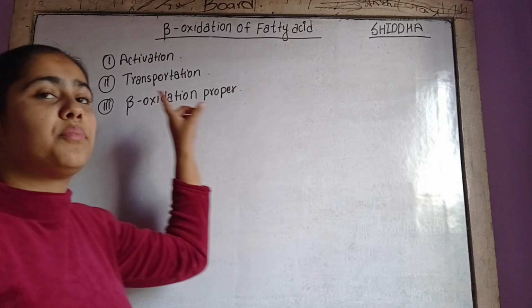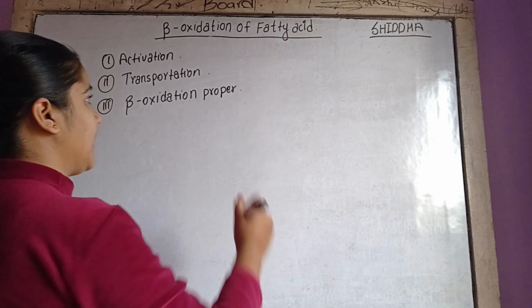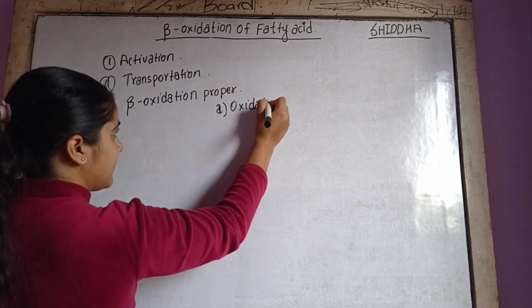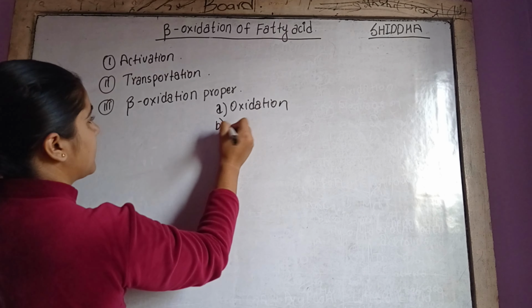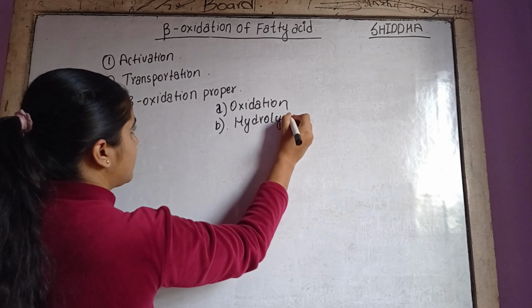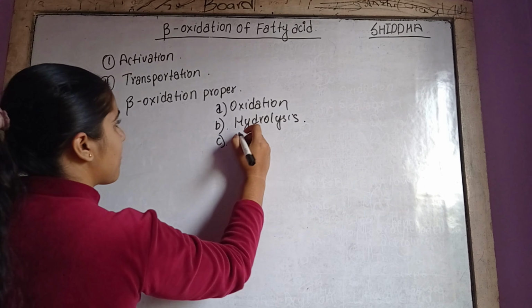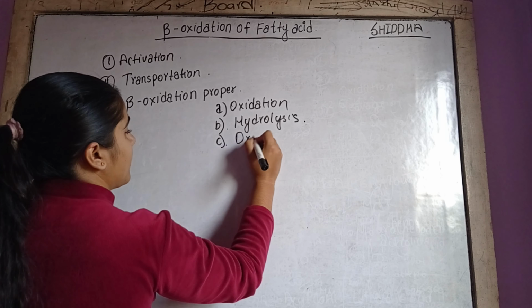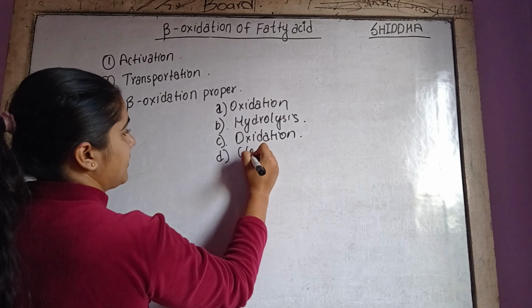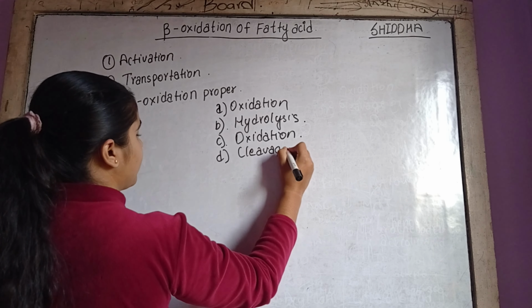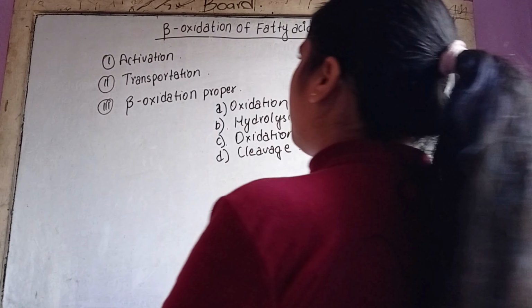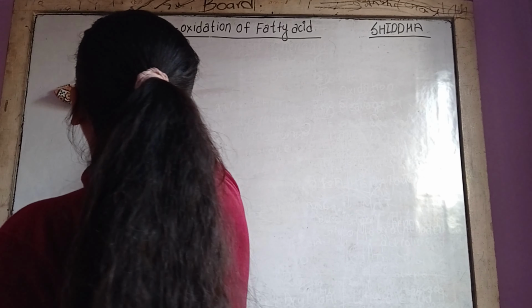In beta oxidation proper, there are four steps altogether, which are oxidation, hydration or hydrolysis, again oxidation, and finally release. So let us go with these steps briefly. So first let us start with its activation.